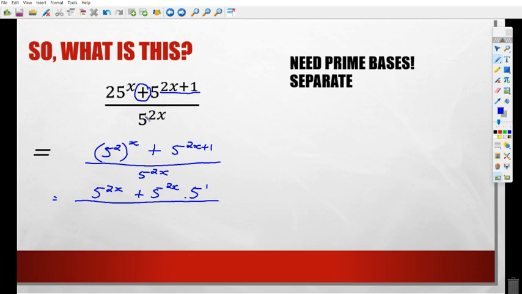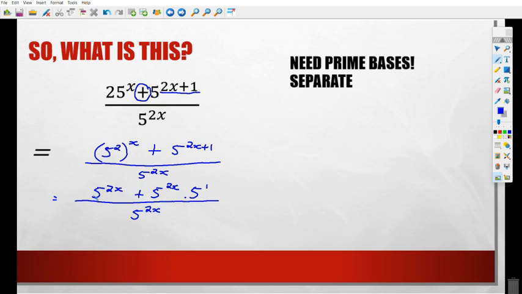Alright, and that's all over 5 to the 2x. Okay, how many terms do I have here? Just one term in my exponent. So am I going to separate anything? No, there's nothing to separate, so I'm going to stay there. 5 to the 2x.